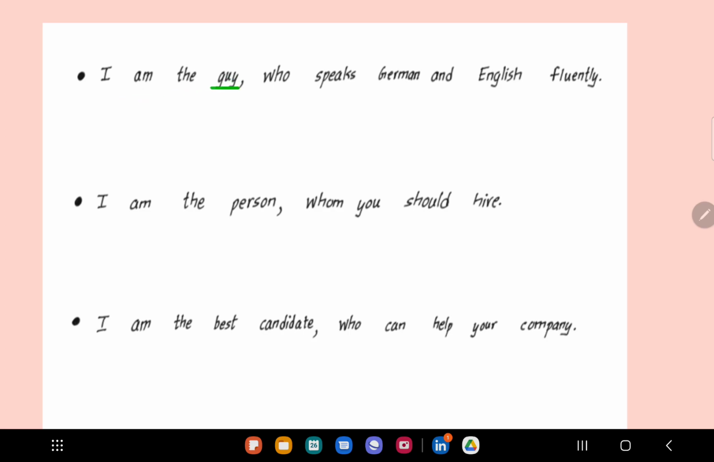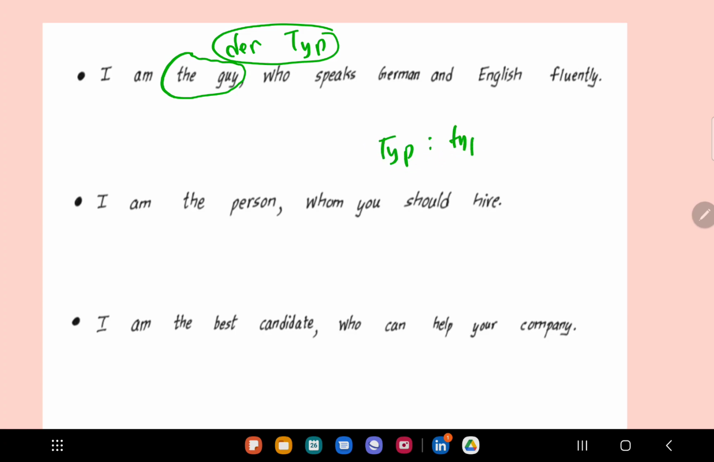Let's see. I am the guy who speaks German and English fluently. You can also say I am a person, or I am the person. I am the candidate who speaks German and English fluently. Now, how do you say I am the guy? You can say ich bin der Mensch, ich bin die Person. But when I'm saying this in a dramatic way, I think more appropriate will be der Typ. I know you think Typ means type. Yes, that is correct. But here it means the guy.